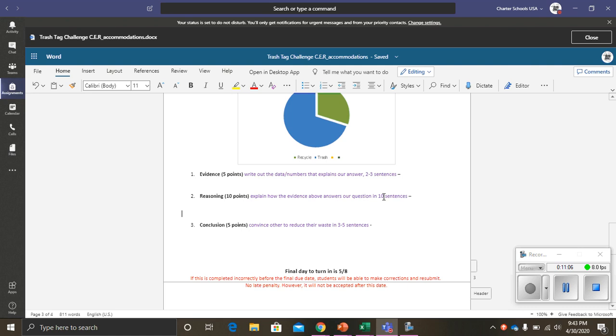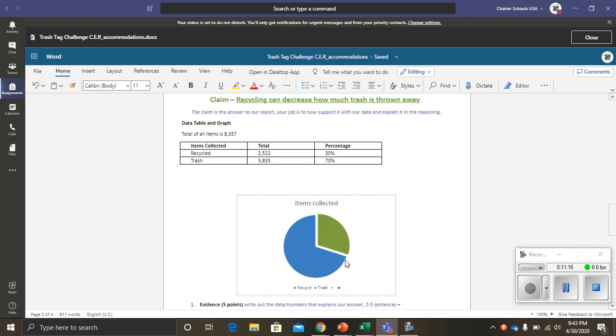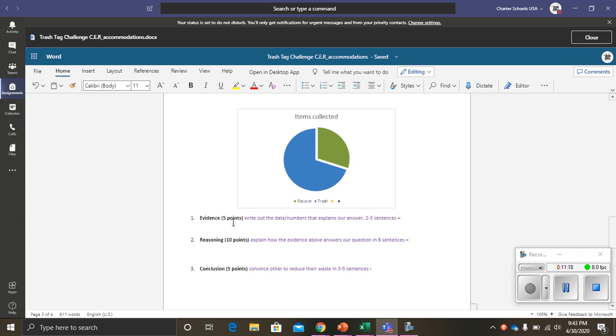Okay, I think I'm going to change this. I think it'll be easier. I'm going to change this to 8 sentences instead of 10. So you guys are going to see it as 8 sentences. I think that'd be a little bit easier to do. So explain what's happening here. Explain what I just said in your own words in 8 sentences. Okay, that's the big chunk right here. All right, and then you have your conclusion where you convince others to reduce their waste.